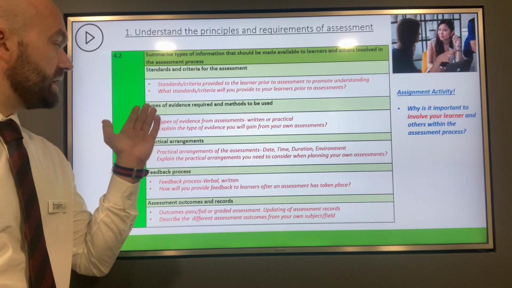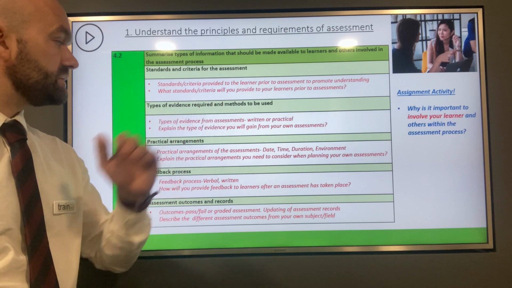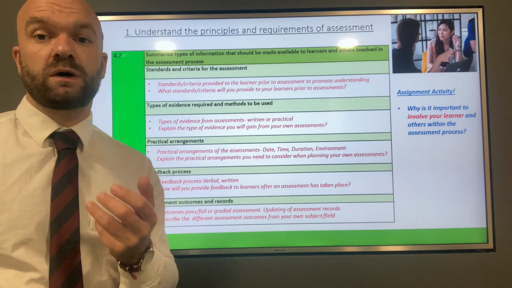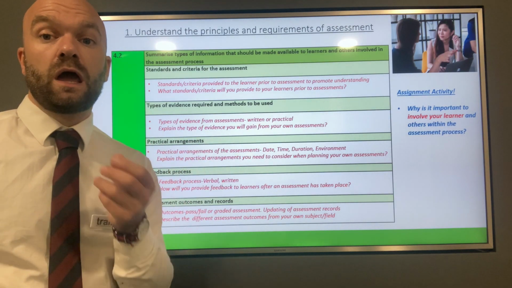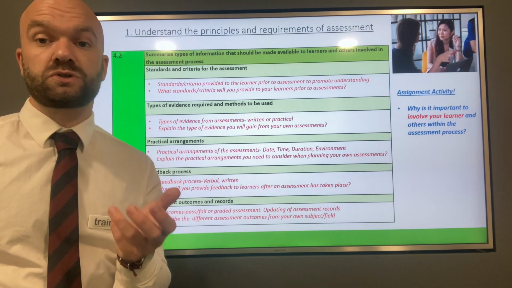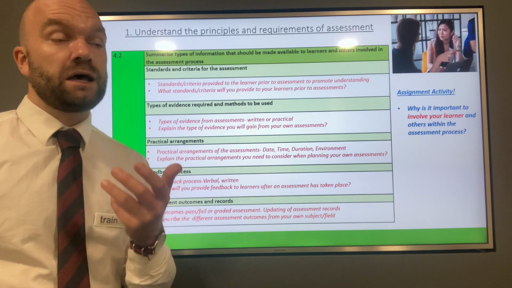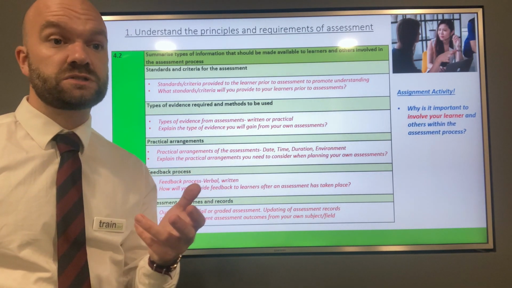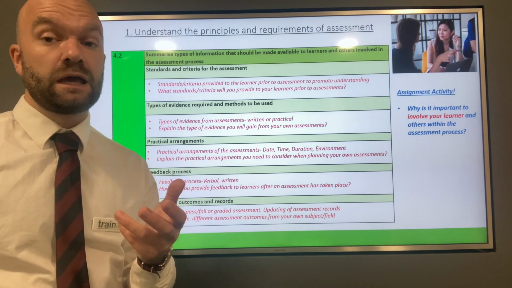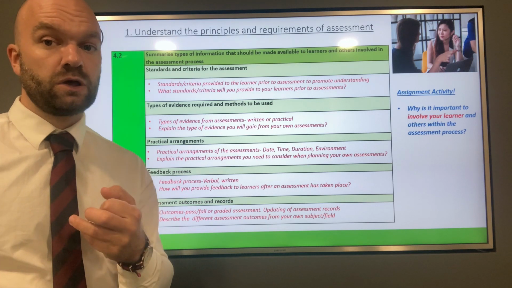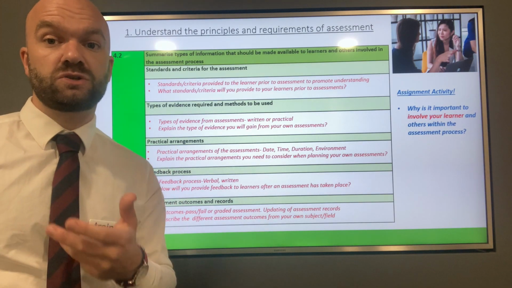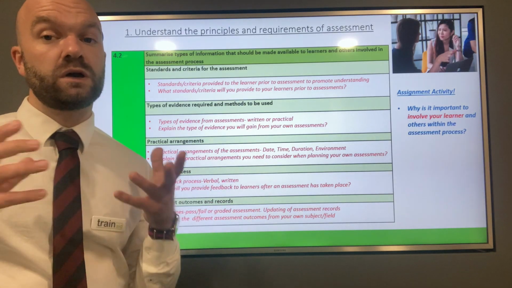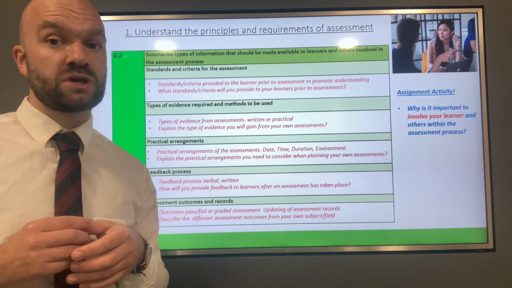The next section is types of evidence required and methods to be used as well. Okay, so we need to think about the assessment method, whether it's perhaps going to be a written response or perhaps a multiple choice questionnaire, an observation, and thinking about the evidence as well. Okay, what evidence is going to be rendered by the learner, okay, and is it going to be sufficient as well? Okay, so once again, collaboration with colleagues, managers, and also awarding bodies to find out about what is the best assessment method for you.